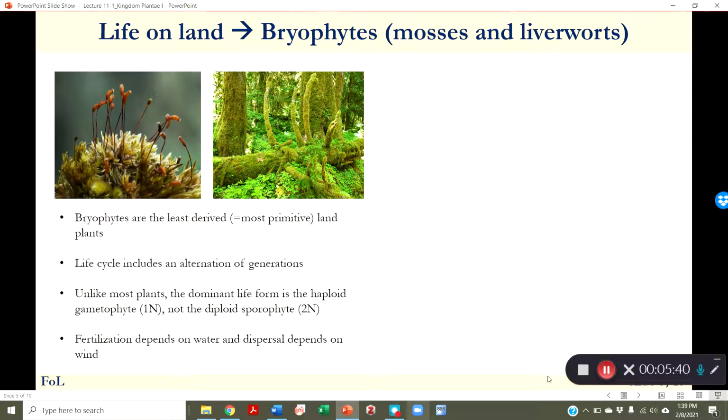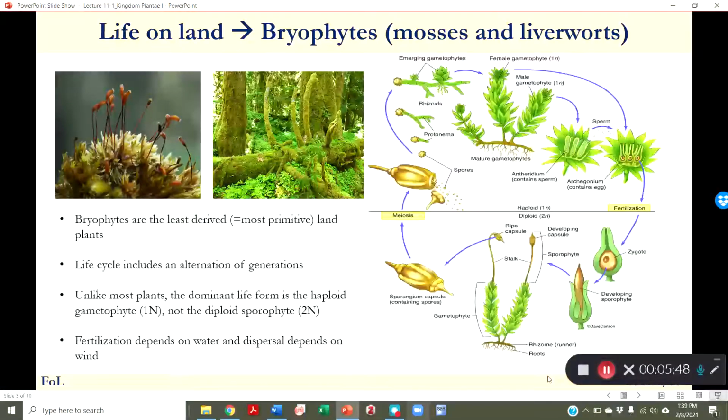If we need to get the fertilized embryo to a different location, we depend on wind. And this is the life cycle. You can see this dividing line here that happens during fertilization. The top half of this life cycle is haploid, 1N, and the bottom half is diploid, or 2N. So we're also, as humans, we have haploid and diploid cells.